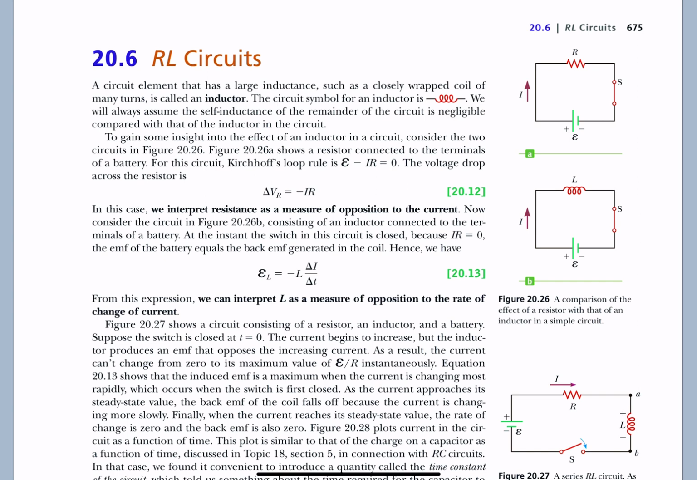In the next talk, which will be rather brief, we will talk about circuits that have both a resistor and an inductor in it.